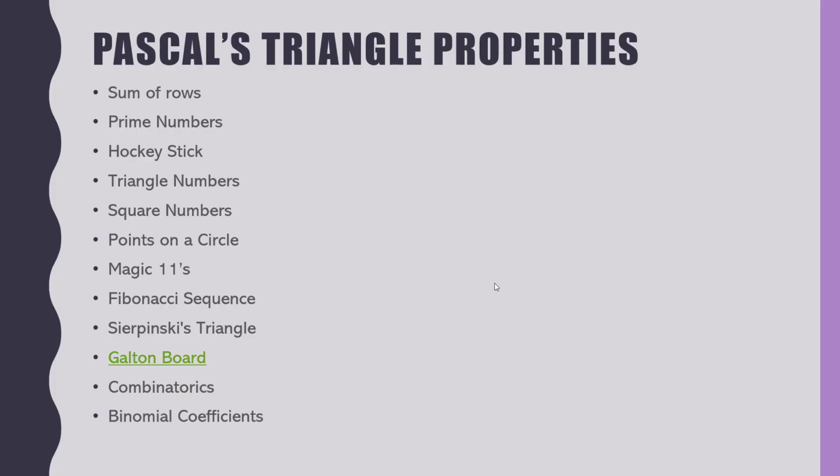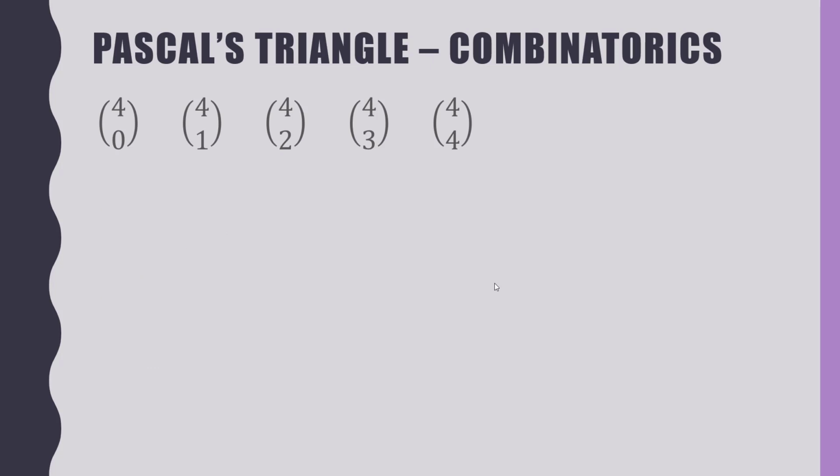So why does this stuff matter? Well, this actually has a really cool application in combinatorics, right? And we're going to take a look at that right now. So 4 choose 0. How many ways are there to choose 0 things from 4? 1, right? This is a combination problem. Also combinatorics, because combinations and permutations and all that stuff is under the umbrella of combinatorics.